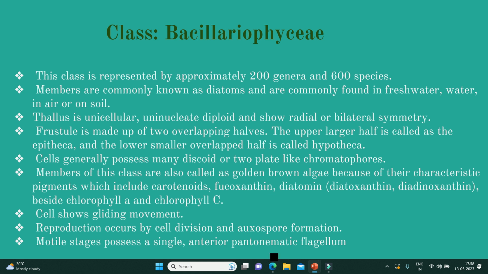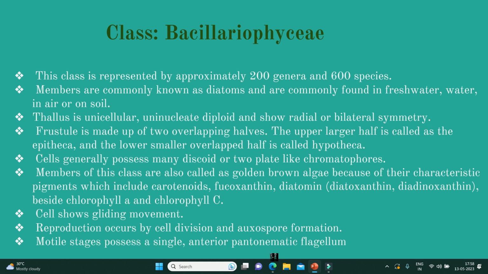Cell shows gliding movement. Reproduction occurs by cell division and auxospore formation. Motile stage possesses a single anterior pantonematic flagellum.